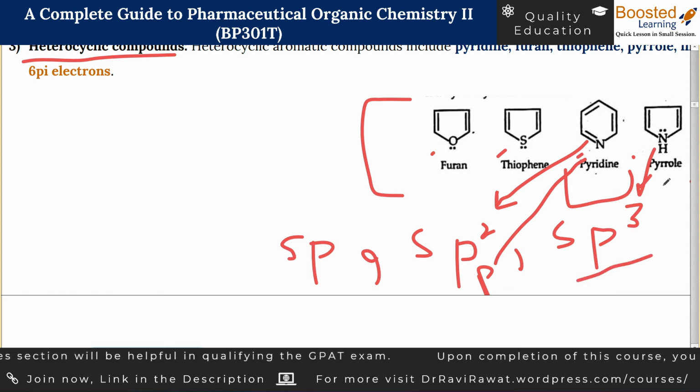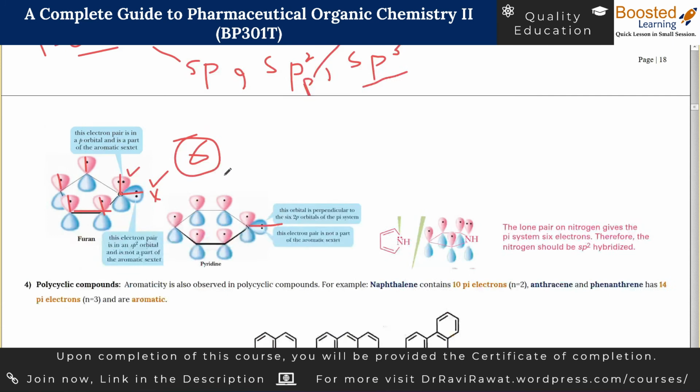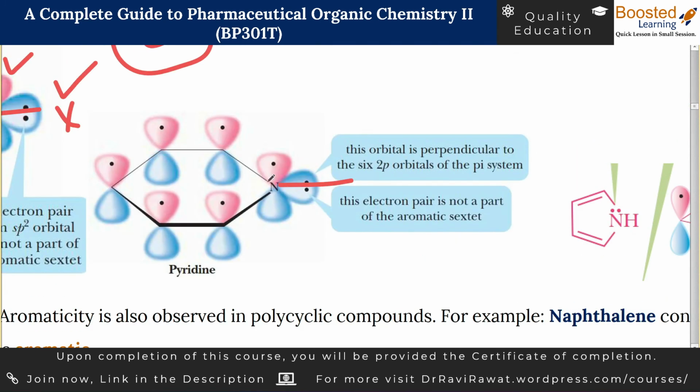And nitrogen which is not part of any double bond would have sp3 hybridization. So pyrrole has sp3 hybridized nitrogen. An example of sp hybridized nitrogen is the cyano group. In this case the nitrogen is part of a triple bond, so the 2 p orbitals are used to form 2 pi bonds and one sp orbital is used to form a sigma bond. Let us not go into much detail about it. So I hope you can see that pyridine has sp2 hybridized nitrogen.